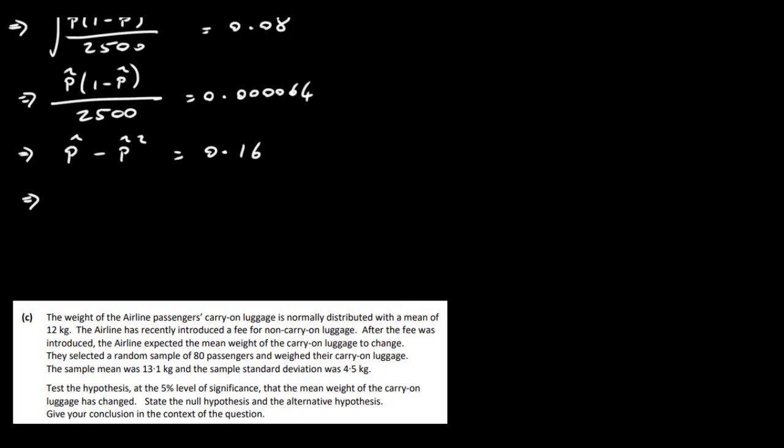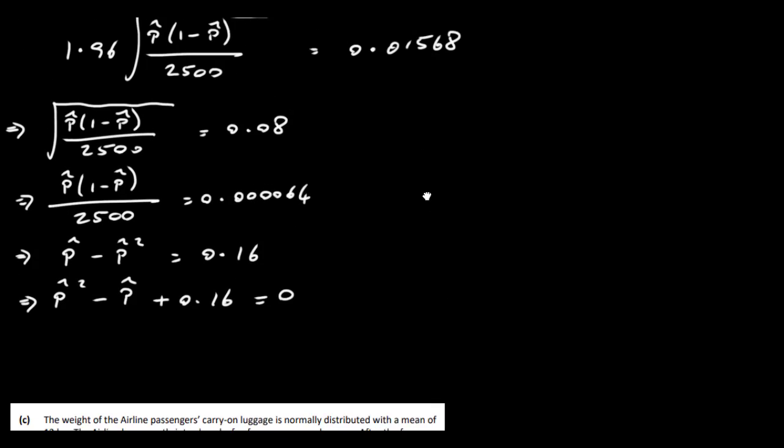So what we have here is a quadratic equation. Let's bring everything over to one side, and as well as that I'm going to change the signs because I have a minus p hat squared here. So I'm going to call that p hat squared. I change this to a minus p hat, and this will be brought over to this side and become a plus 0.16 equal to 0. We've got to stick all of this into our quadratic formula.